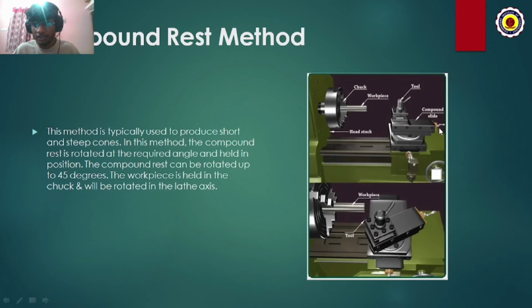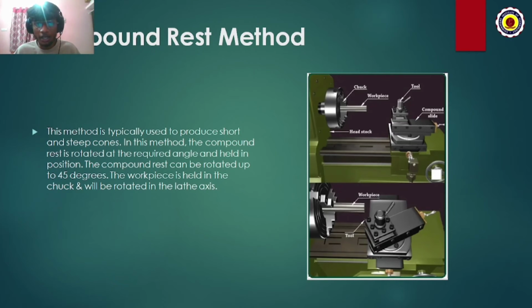And the next method is the compound rest method. As you can see, this is the compound slide, which is also known as compound rest. This compound slide can be rotated at an angle. As you can see in this figure, it can be tilted up to an angle of 45 degrees. You can't tilt more than that.